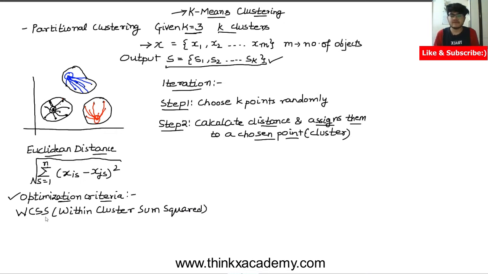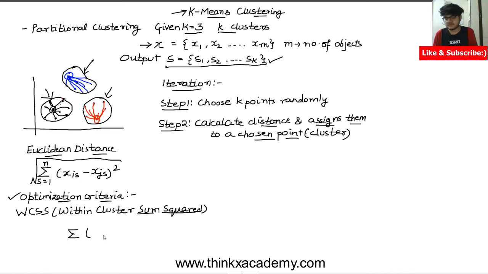Alright, so what is this WCSS? It is the within cluster sum squared distances. So how do we calculate it? First of all, we calculate the distance of the points and the point that we have chosen. We will calculate those distances and we will do the square sum. We will square them and we will add them, and then we will do this for all these clusters. We will do it for this cluster and for this cluster and for this cluster, and finally we will add them up, right?